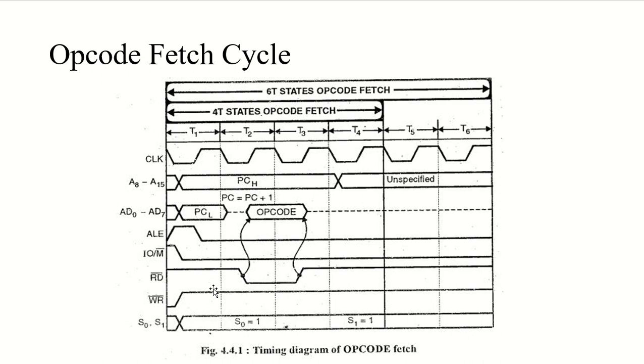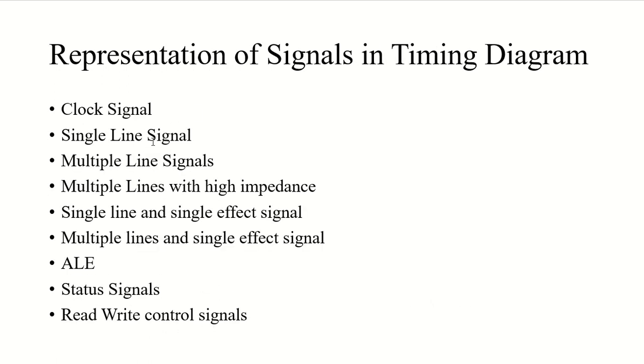Then we have the multiple line single effect signal, when change in multiple lines causes change in a single line. So we don't have the example of it in today's class, but we will see that in upcoming classes as well. This is the list. We have seen up till here.